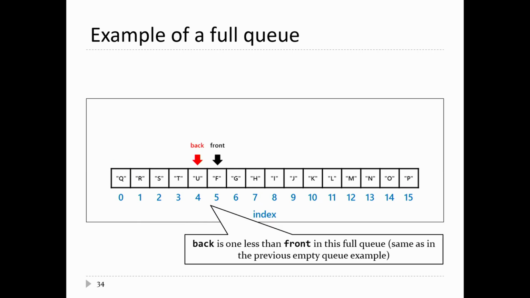If you keep on enqueuing, now the queue is full. Every array location is occupied. Back is exactly 1 position behind front, which is exactly the situation when the queue is also empty. So when back is 1 less than front, the queue is either empty or it's full, but you don't really know which.